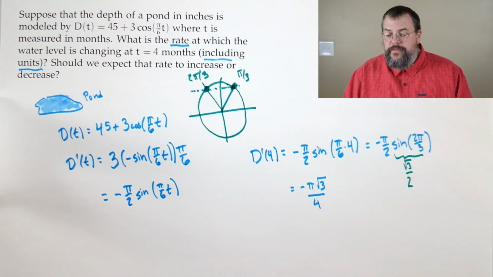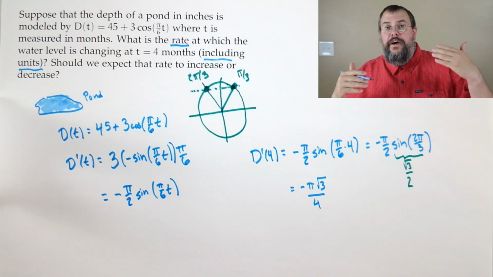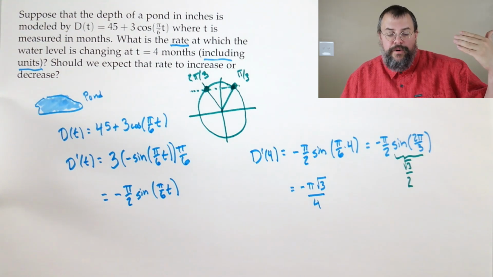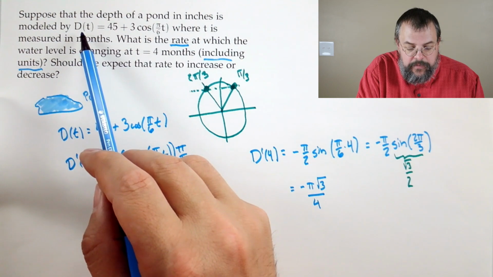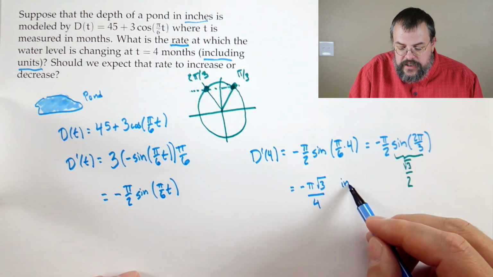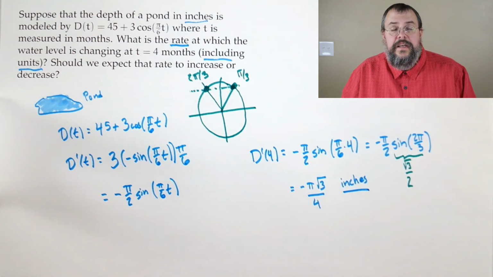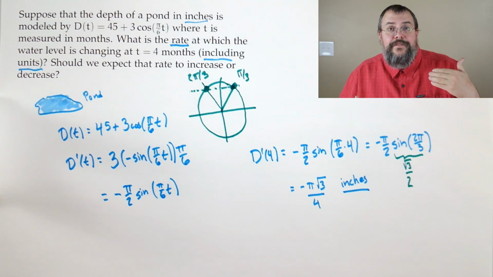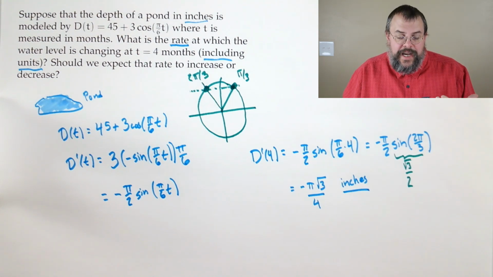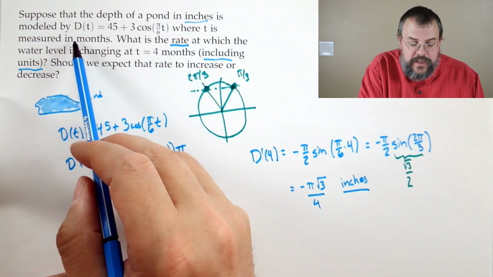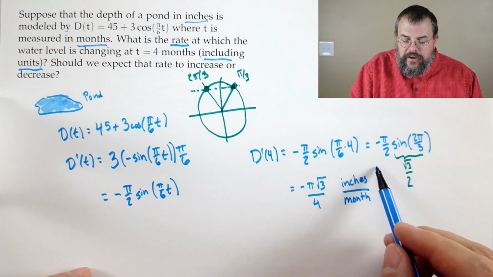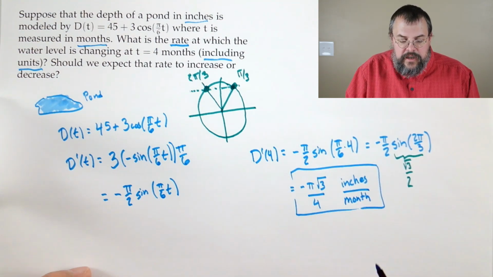Because this is a rate, and rates have units because rates of change are how something changes with respect to something else. So the top is change in the output. So what are the units of D? Well, it's the depth in inches. So inches per, and the denominator are the units of the input. In our case, T. So how do we measure time? Well, it says here, time is measured in months. So inches per month. So it's going down.